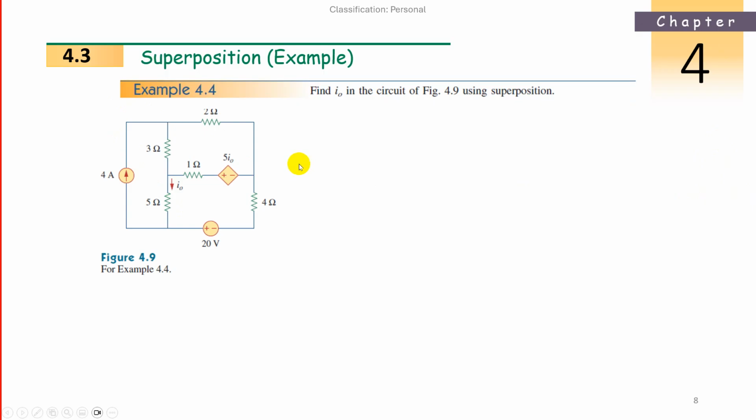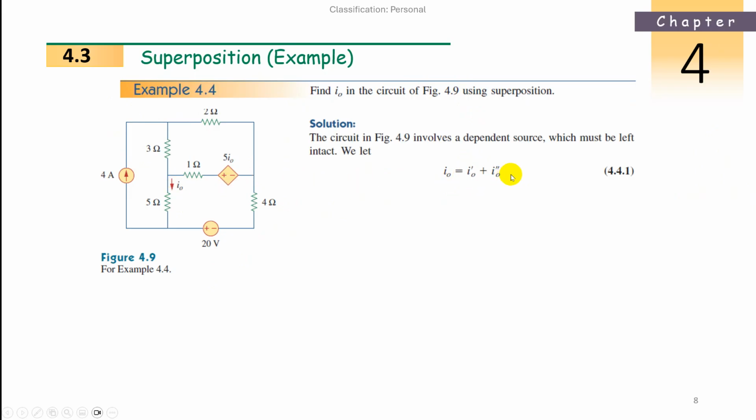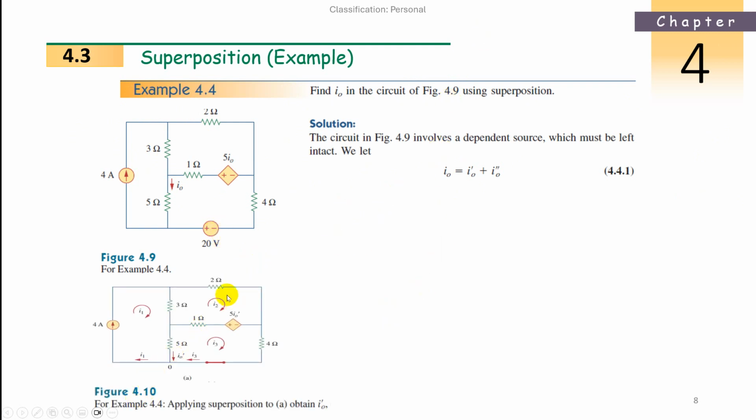So as per the question, we want I0. The first circuit gives I0 dash, and the second circuit gives I0 double dash. What is the first circuit? We'll see whether the current source has to be considered or the voltage source has to be considered. Now let us take I0 dash.